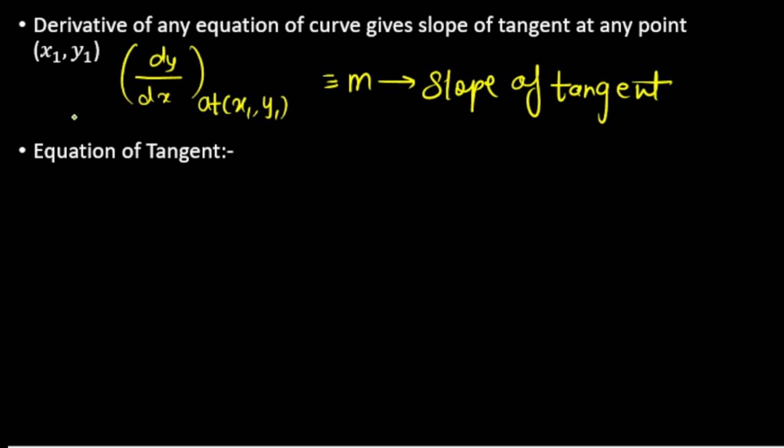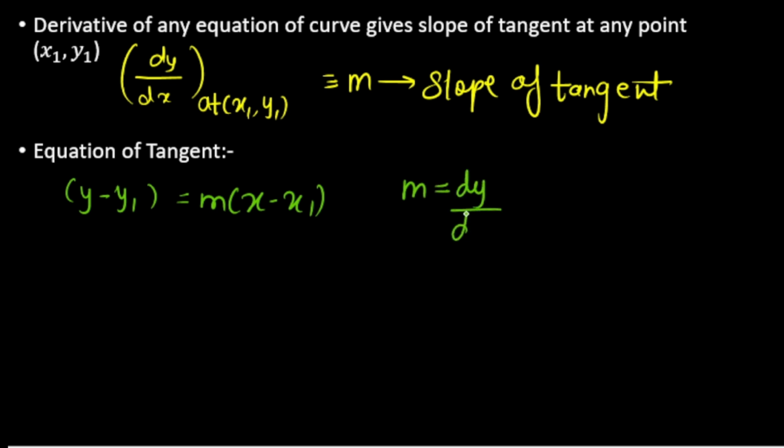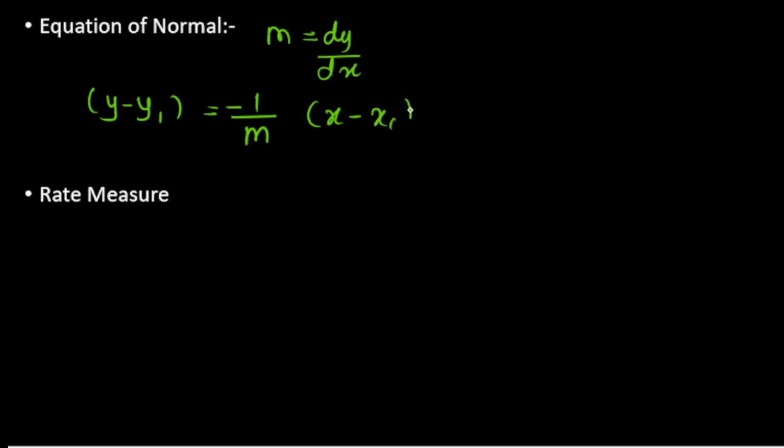Now the equation of a tangent, let us know: y minus y1 equals m into x minus x1, where m is equal to dy by dx at point x1 comma y1. Equation of a normal, let us know about it. Slope m is equal to dy by dx at the point. Then y minus y1 equals negative of 1 by m, x minus x1.